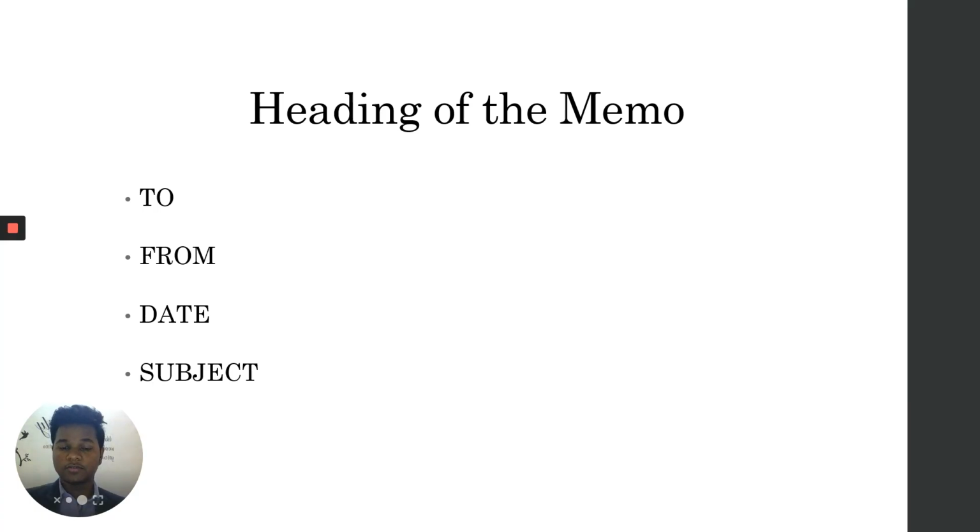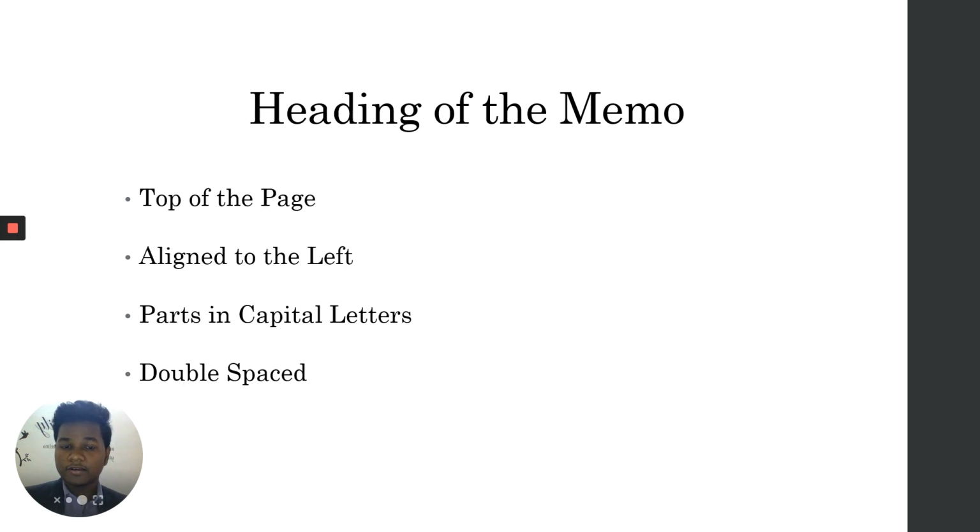Going to the first part, we have the heading of a memo, which has To, From, Date, and Subject. To contains the full name and designation of the person to whom we are sending the memo. From contains the name and designation of the person who is writing and sending the memo. Date contains the date on which the memo is sent, and Subject is the most important part of the heading of a memo because it gives a brief idea of what the memo is all about. So it has to be brief, concise, and not more than a few words.